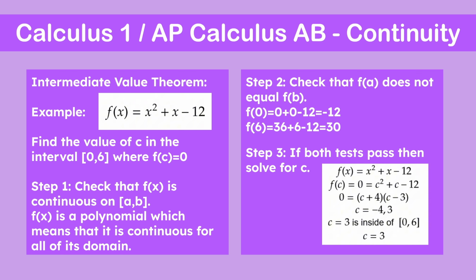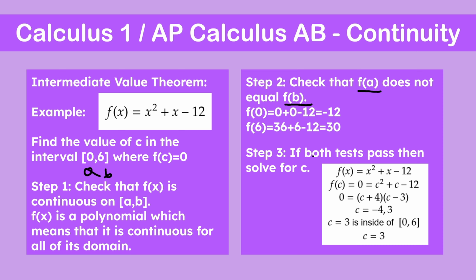And for our second step, we need to make sure that f of a does not equal f of b. So let's plug in. Our a is equal to 0, and our b is equal to 6. So f of 0 is 0 plus 0 minus 12, which is negative 12. And f of 6 is 36 plus 6 minus 12, or 42 minus 12, which is 30.